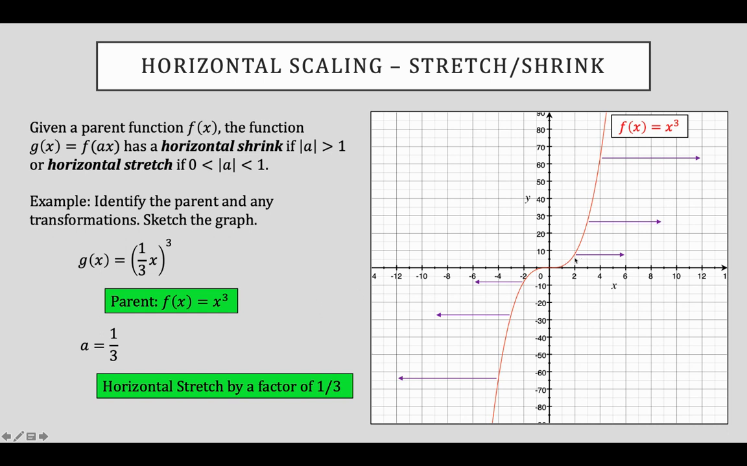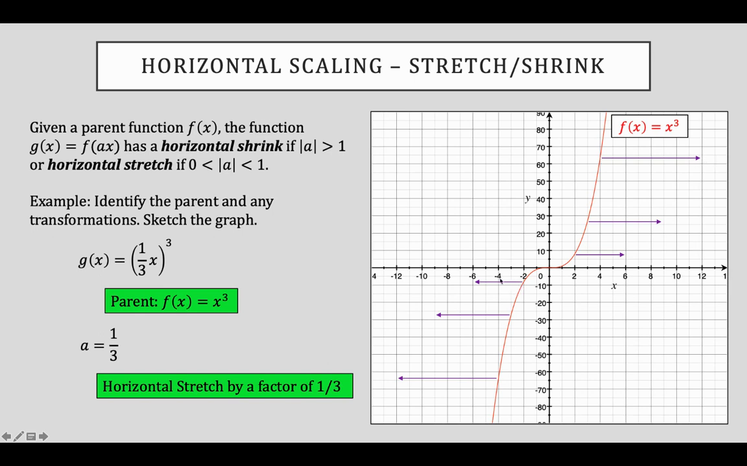So let's take a look. This was an x-coordinate of 2. What's 2 times 3? That's going to come out to 6. This point right here corresponded to an x value of 3. What's 3 times 3? That brings me out to 9. This point right here corresponded to an x value of 4. What's 4 times 3? That brings me to 12.